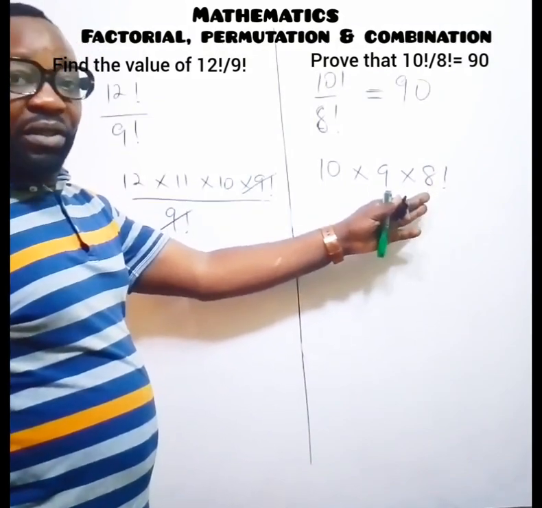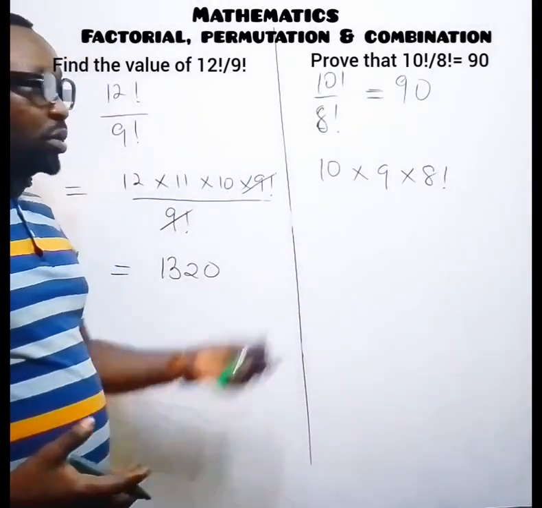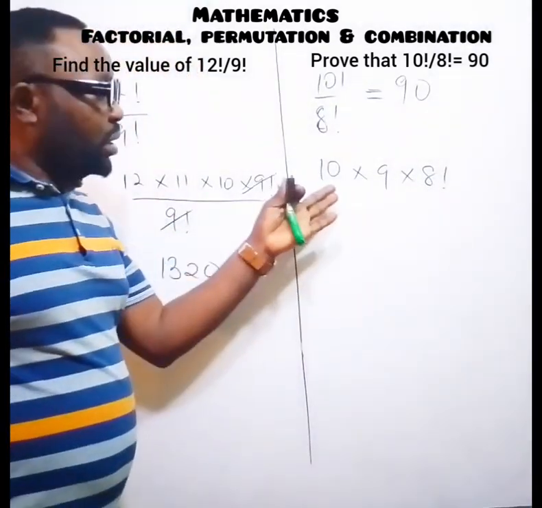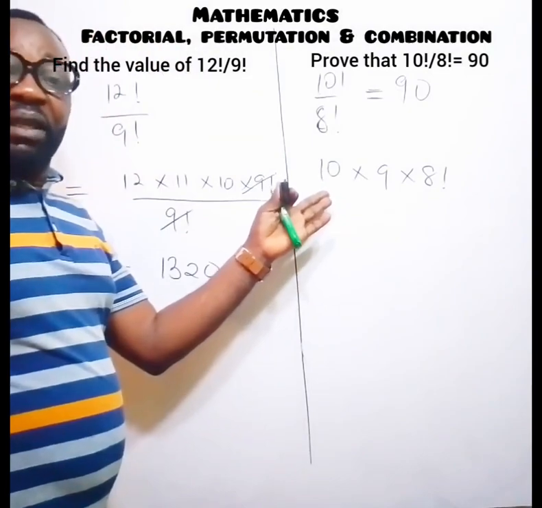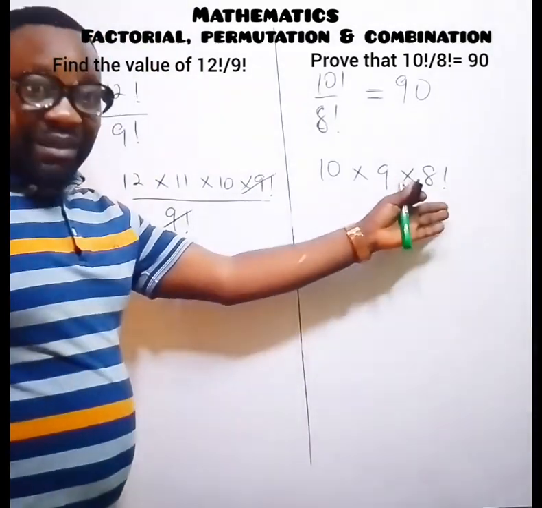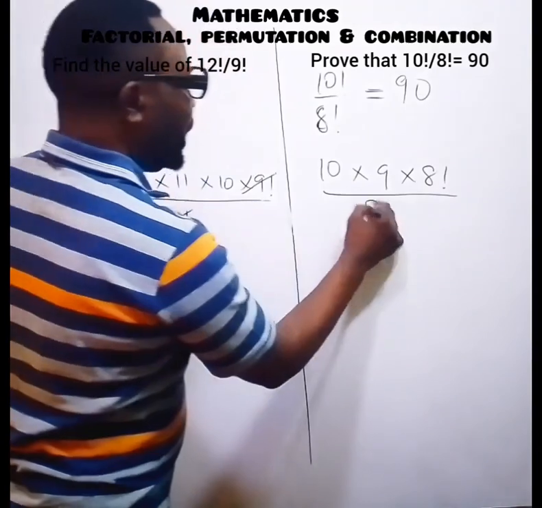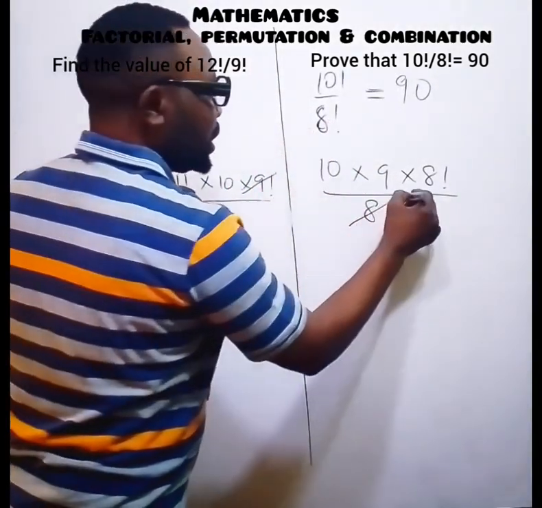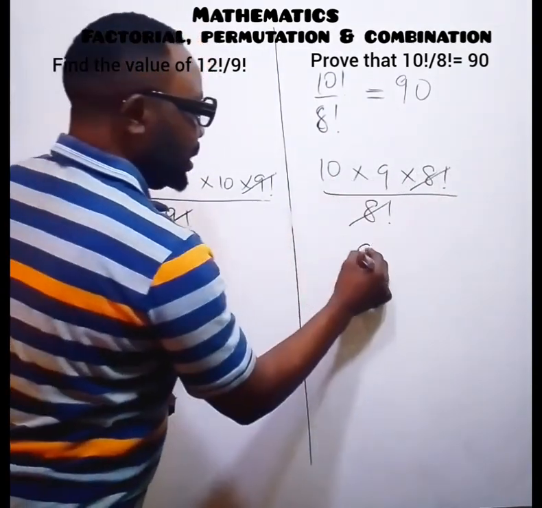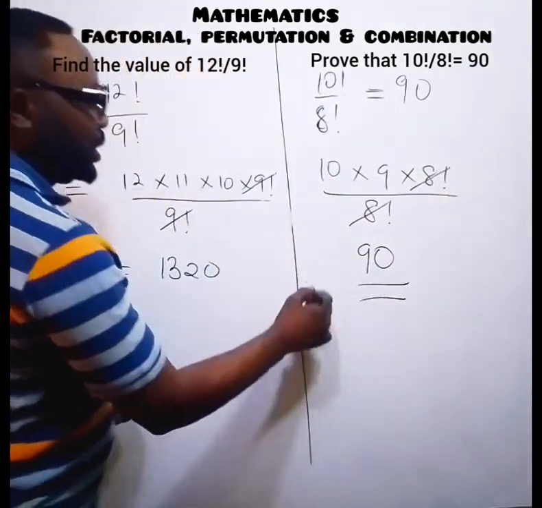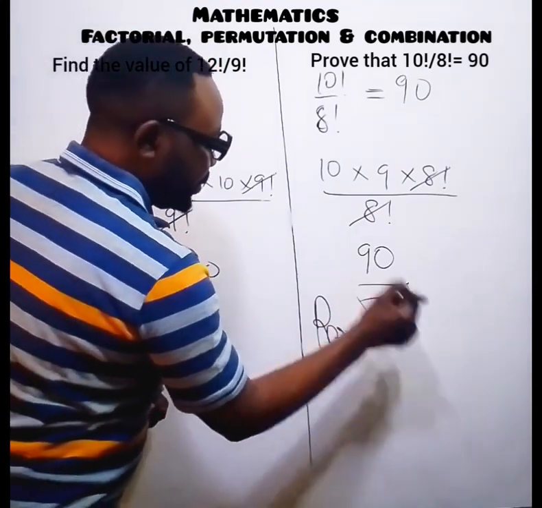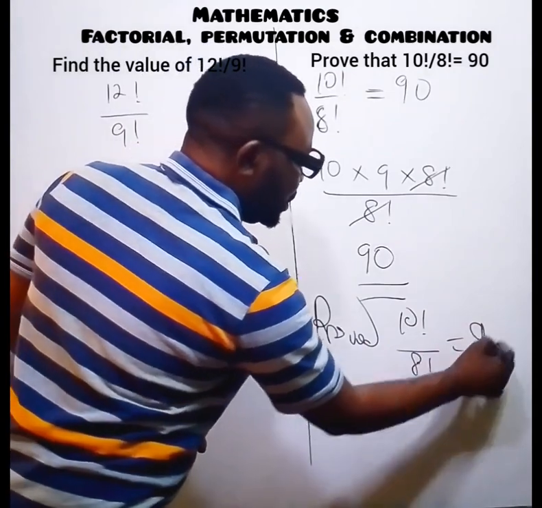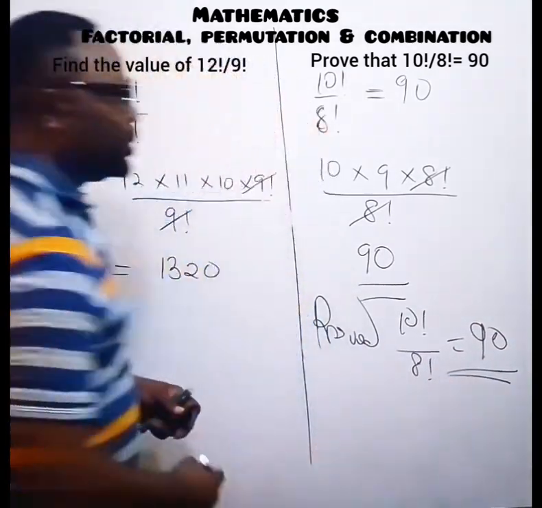Don't forget that 8 factorial is equal to 8 times 7, and so on. It is the same value in the descending order of this 10 factorial. It is still in the order. So over 8 factorial, that's what we have here. So we can cancel it out. 10 times 9 is 90. So it has been proved that 10 factorial over 8 factorial is equal to 90. So that one has been proved for us.